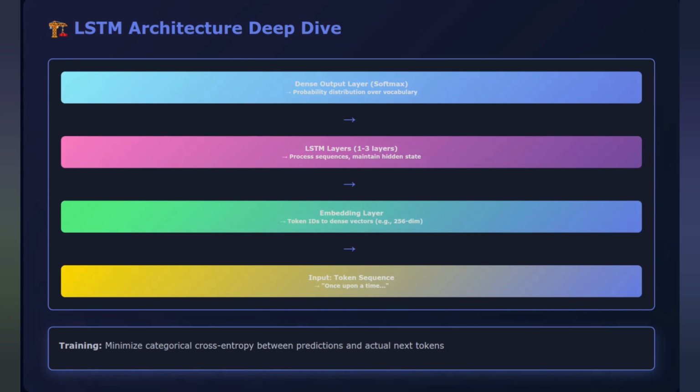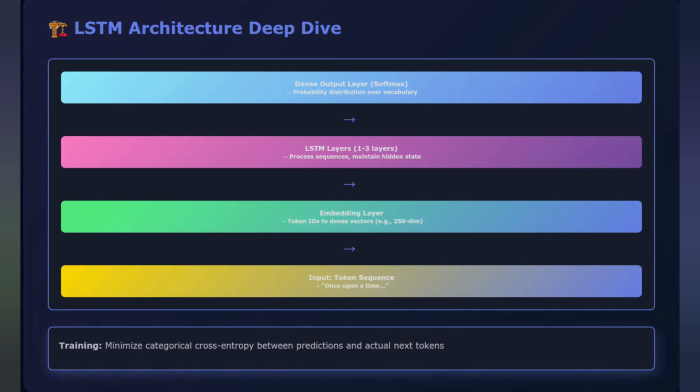Let's look at a typical LSTM text generation architecture in more detail. At the bottom, we have the embedding layer. This converts each token ID into a dense vector representation. If our vocabulary has 10,000 words, each might be represented as a 256-dimensional vector. Next come the LSTM layers, usually 1 to 3 layers. Each LSTM cell processes the sequence step by step, maintaining and updating its hidden state. This hidden state captures patterns and context from the text.